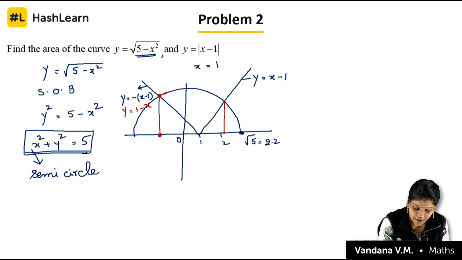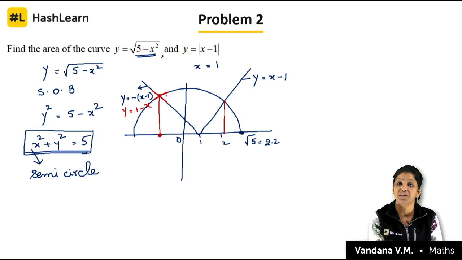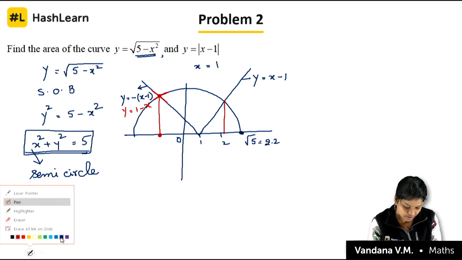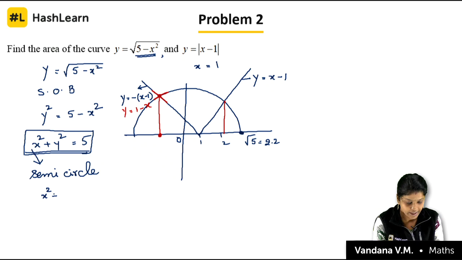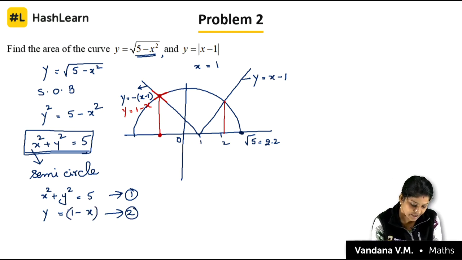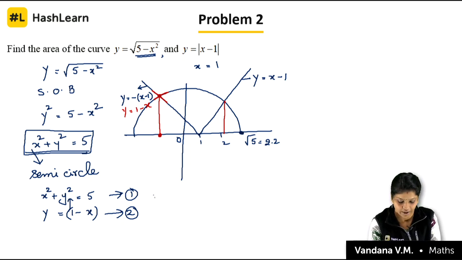Now first I should know this point. What is this point? Where the circle and this modulus function intersect. So to find the intersecting point of the circle and the line, I have to solve the equations. First write the equations. One is x square plus y square is equal to 5, equation number 1. The second one is y is equal to 1 minus x, this is your equation number 2. How to solve this? Yes, what you are thinking is correct. So substitute in equation 1.